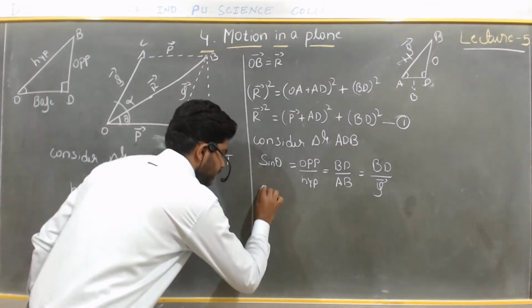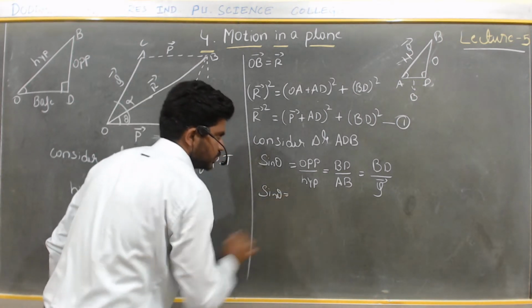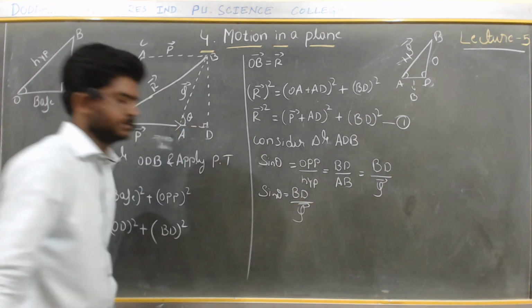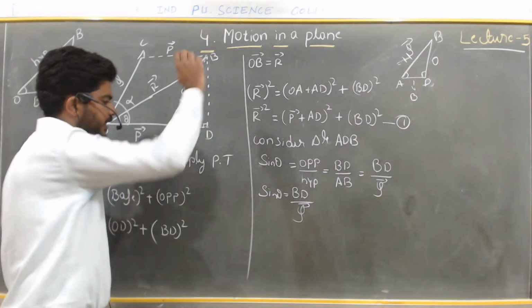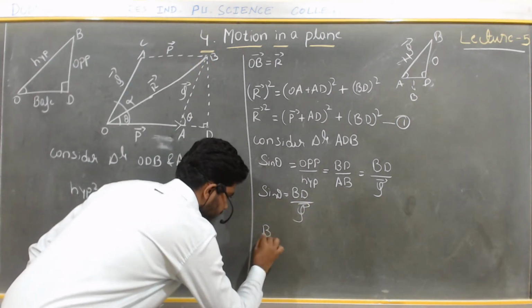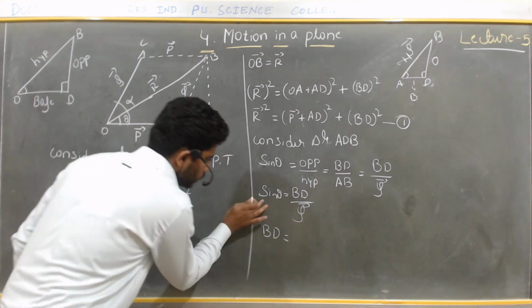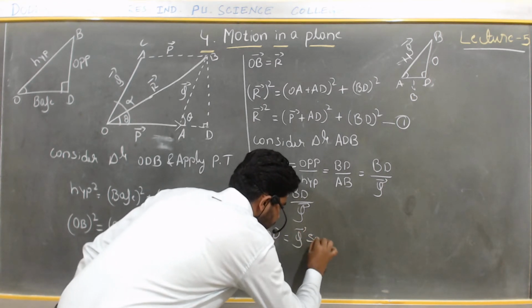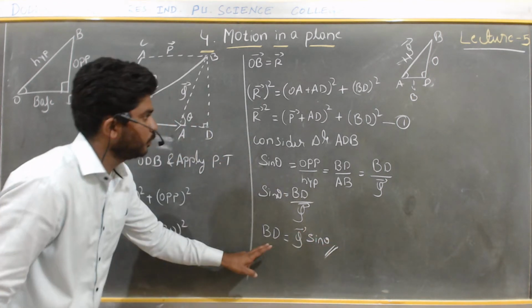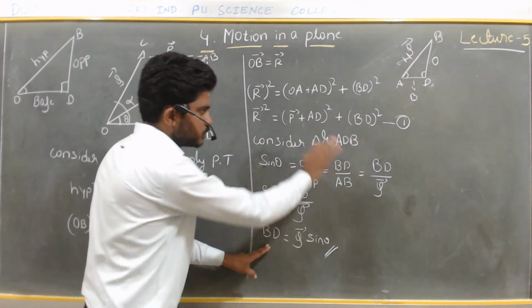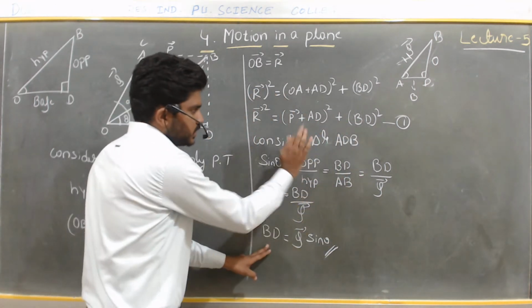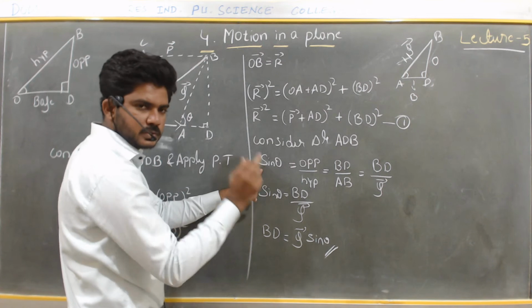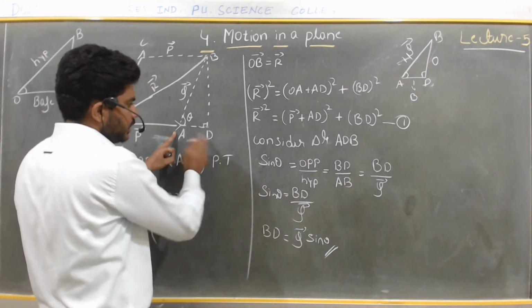So finally I will write sin theta is equal to BD divided by Q vector. What do we need? The value for BD. So make BD the subject. If we bring Q to the LHS, BD is Q vector sin theta. So now we have got the value for BD. The only thing is to find the value for AD. Using which function? First we used sine theta to get BD. Next we will use the cos function to get the value for AD.